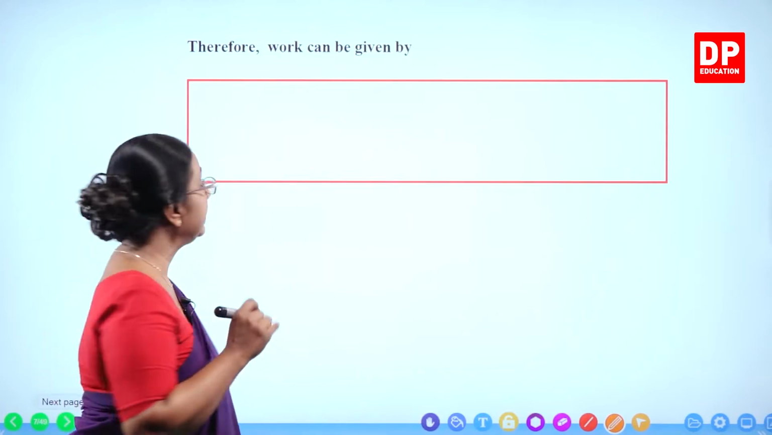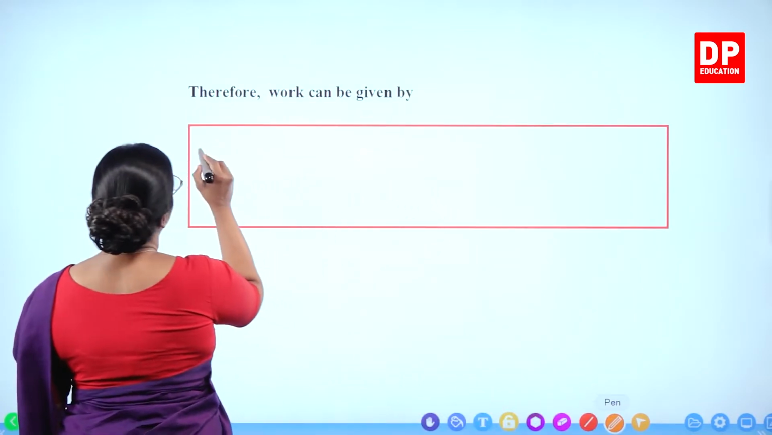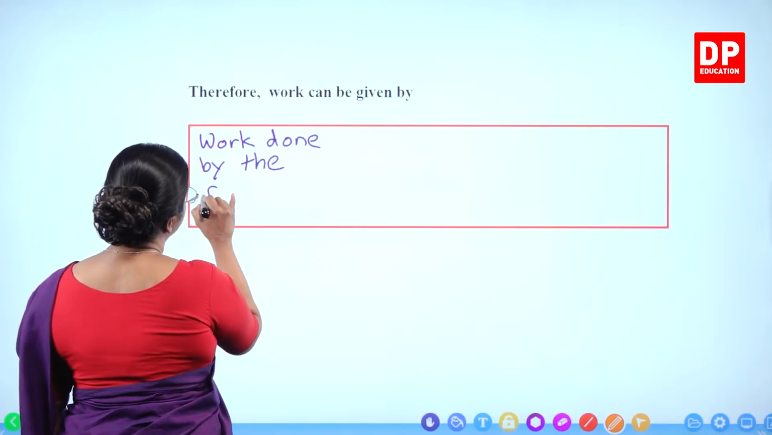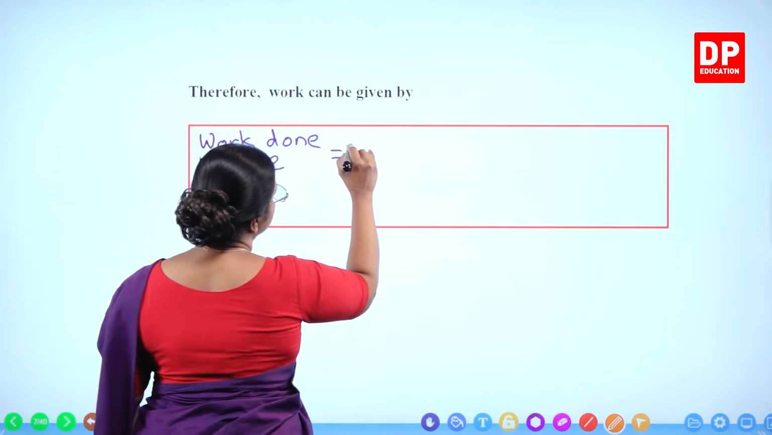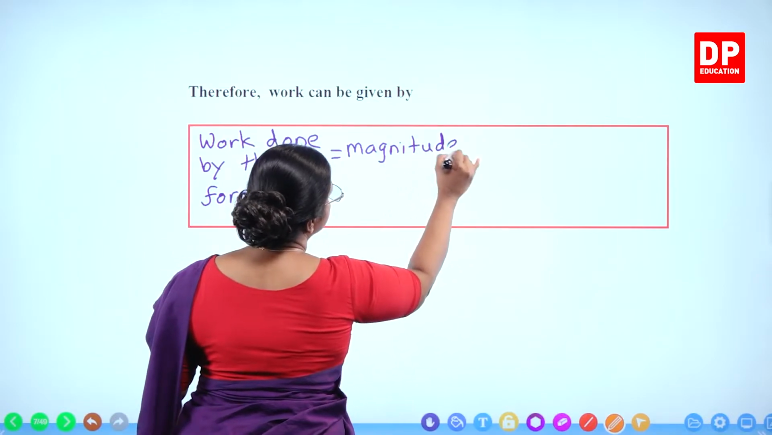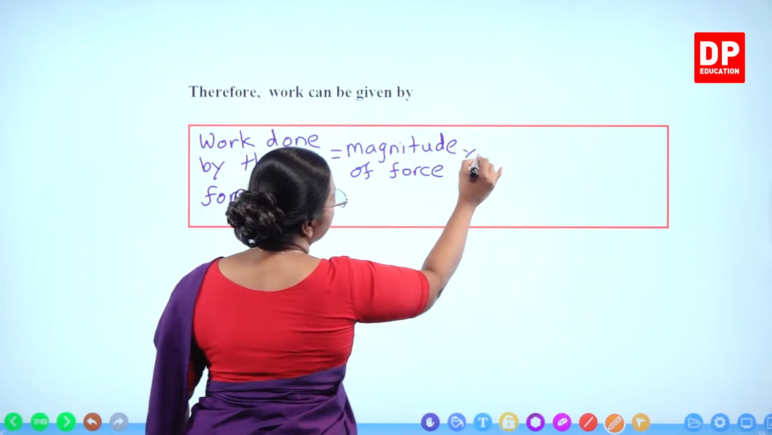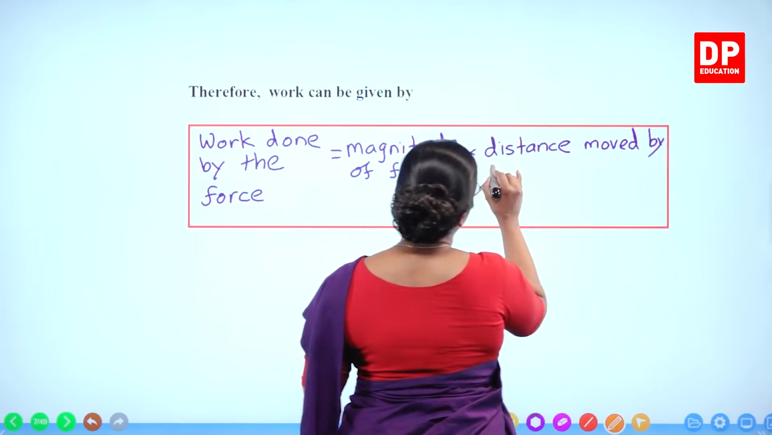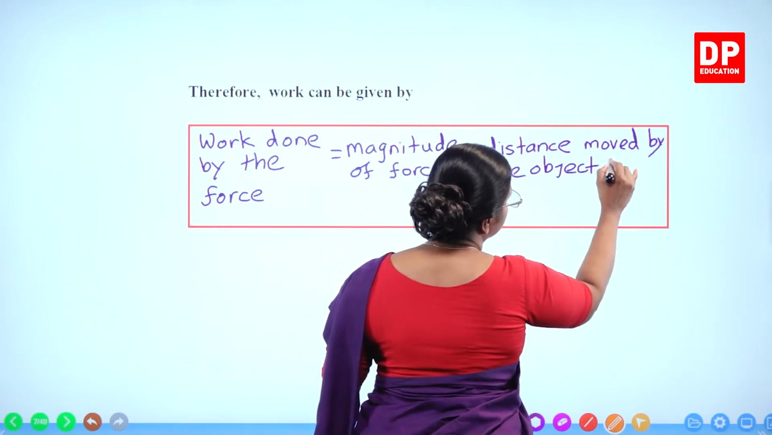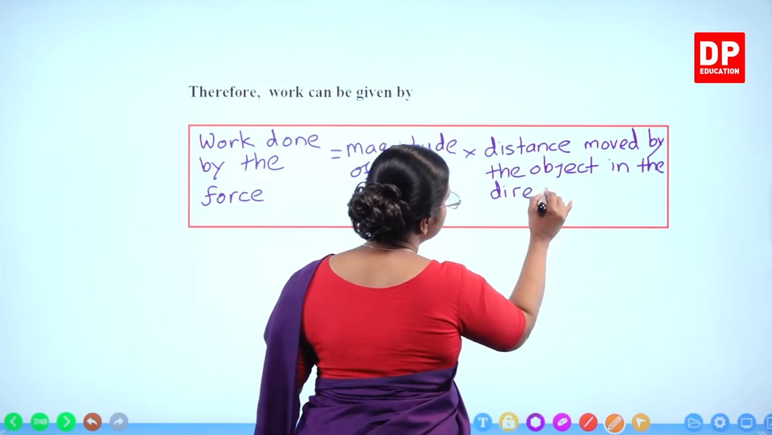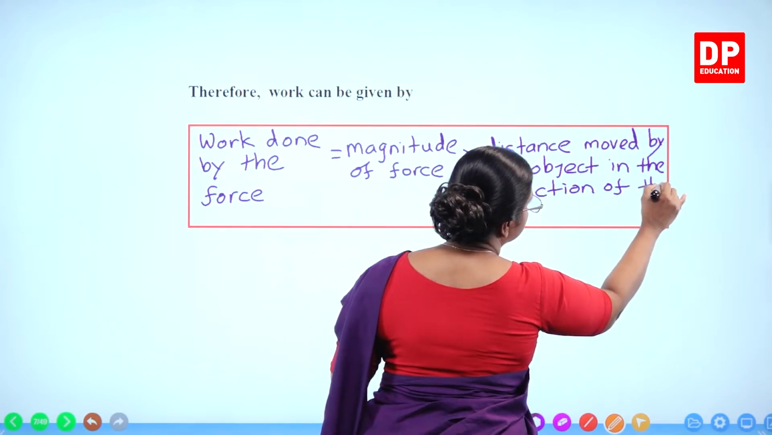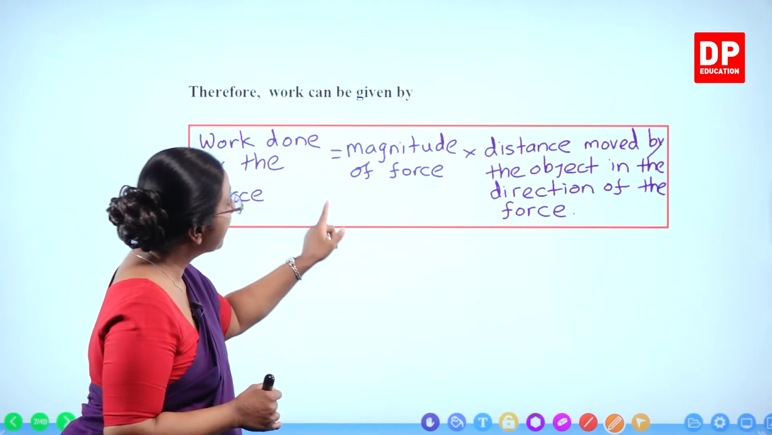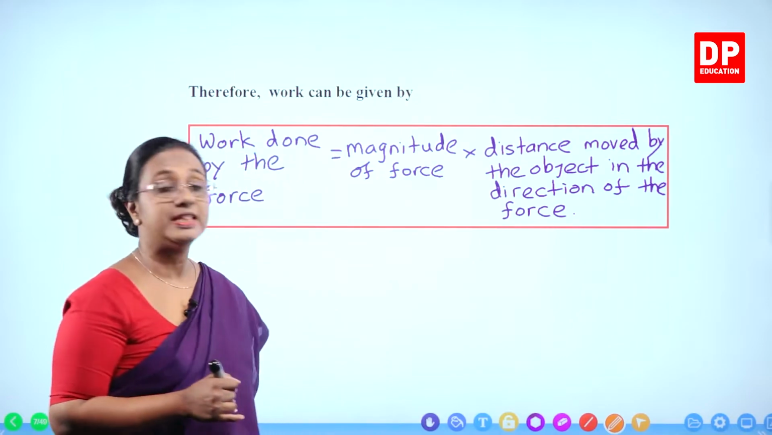Okay, so if we write the equation here: work done by the force is equal to magnitude of force into distance moved by the object in the direction of the force. So work done by the force is equal to magnitude of force into distance moved by the object in the direction of the force.